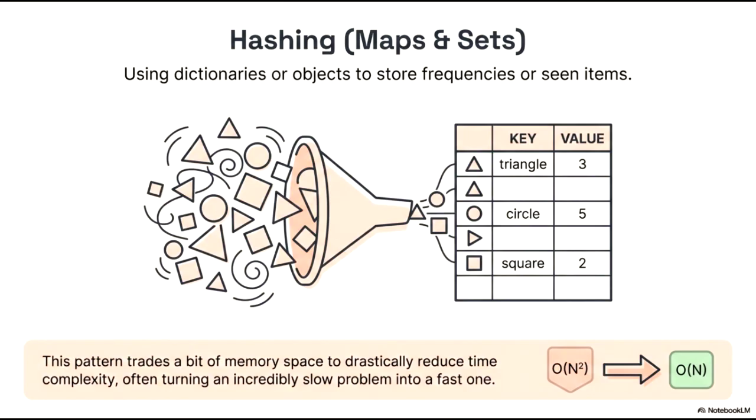This pattern represents a fundamental trade-off. We utilize additional memory space to achieve a drastic reduction in time complexity. By leveraging constant time lookups, we can often transform an inefficient O(n²) process into a much faster O(n) operation, making it essential for handling large-scale datasets efficiently.